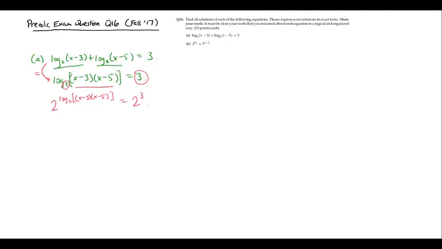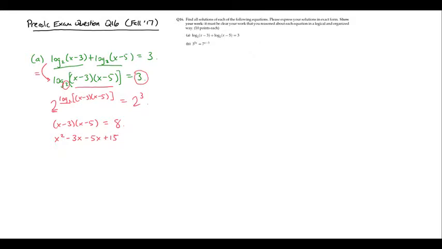If I know those numbers are the same, then 2 to each number should give me the same value. And because I have an exponential base 2 and a logarithm base 2, those two processes cancel each other out, and I'm left with x minus 3, x minus 5 is equal to 8. So now I have a quadratic that I can solve, but to solve it, I'm probably going to need to do a bit of simplifying first.